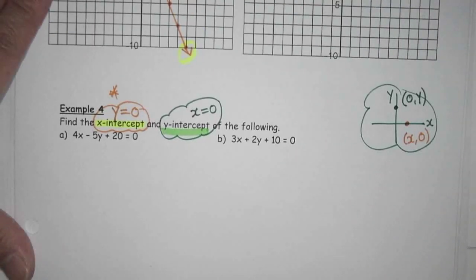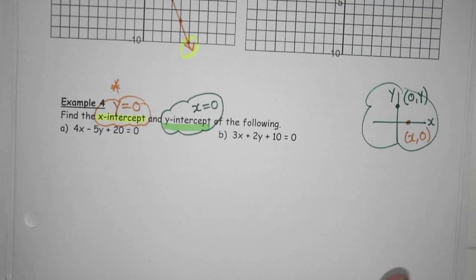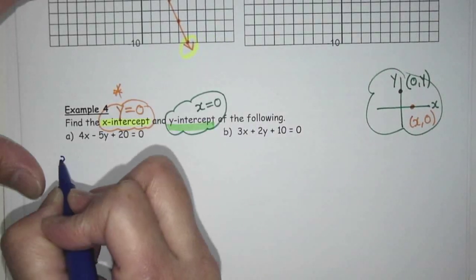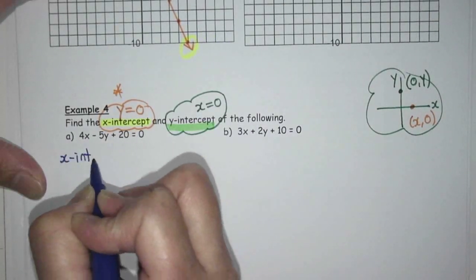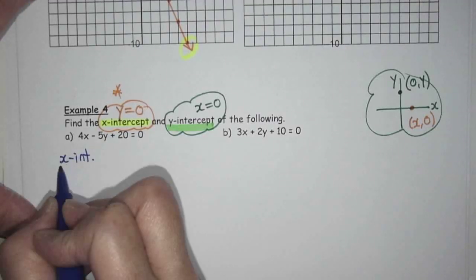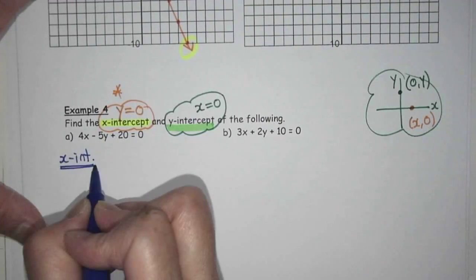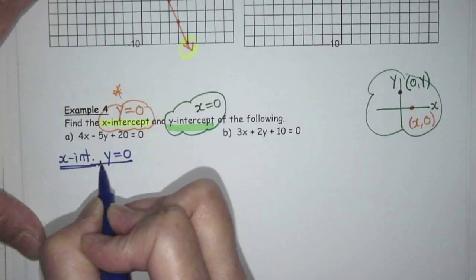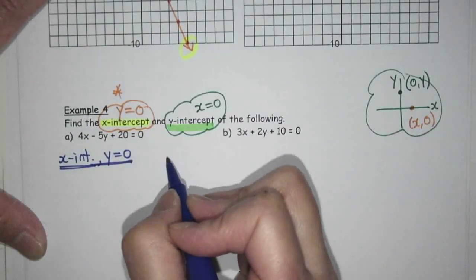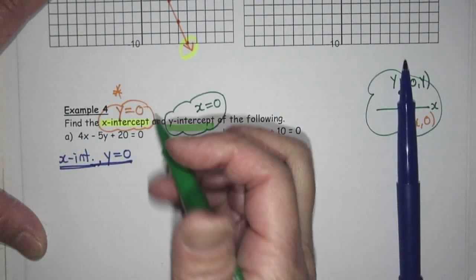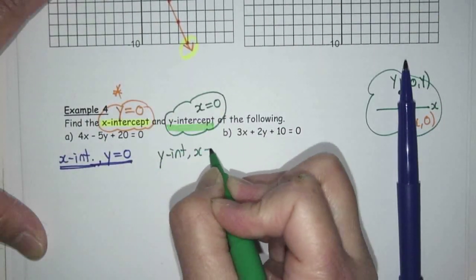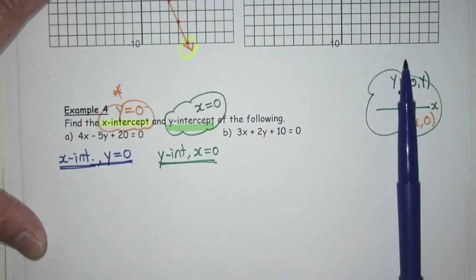So I'm going to do my title. Remember, everything needs to be titled. When you're writing a solution, you're telling the story. So I'm going to go x-intercept, and you can use a short form, x-int, like that. For my x-int, it's when, comma, y equals 0. So I usually write that as my title. For my y-intercept, comma, that'll be when x equals 0. So I use that as my title.